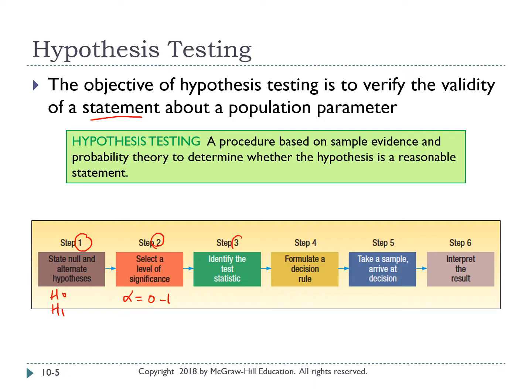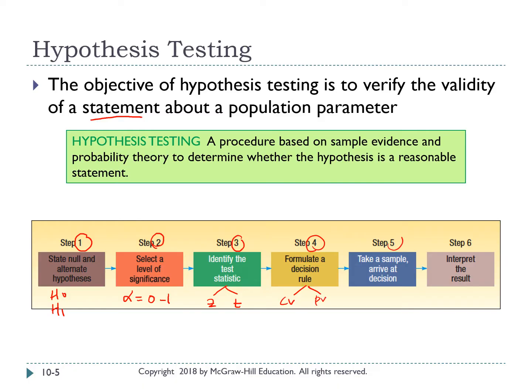Step number 3, we have to identify the test statistic. For your information, we have many types of test statistics. However, for this chapter, we will be focusing on 2 tests. We have the z-test and the t-test. Step number 4, we have to formulate a decision rule. In order to formulate the decision rule, we will use the critical value, or CV, or the p-value. You can use either of them.